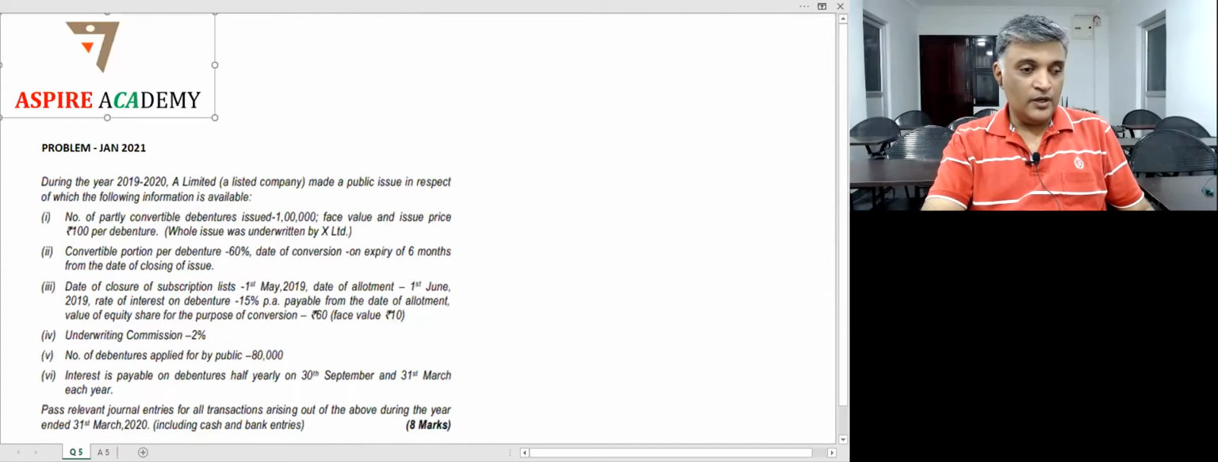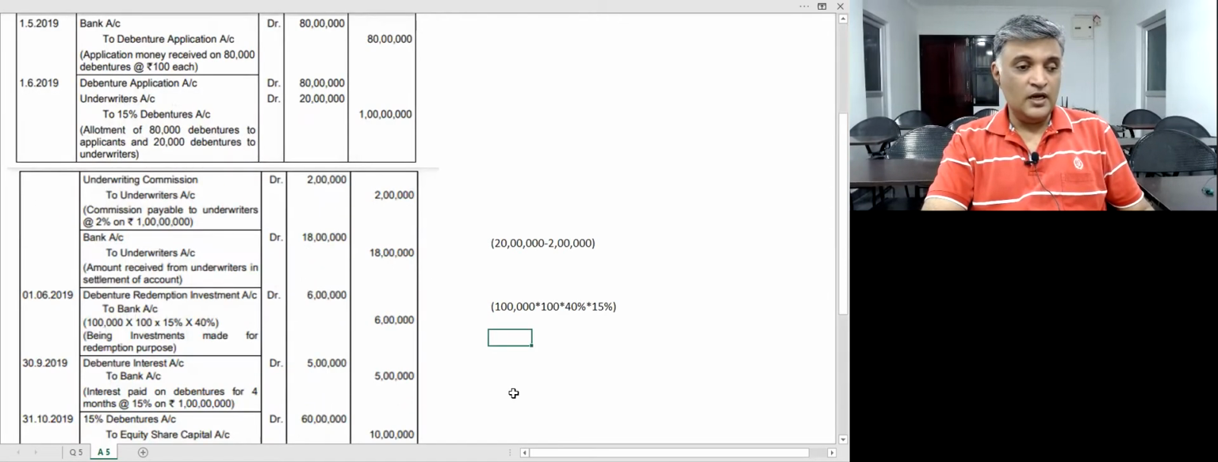Now comes the important area on the debenture interest. Look at the point number 6. Interest is payable on debentures half yearly on 30th September, 31st March every year. So 30th September. So let's focus on 30th September. How many debentures we have? We need to pay interest on those debentures. So debenture interest to bank, simple entry. Debenture interest to bank is 5 lakhs.